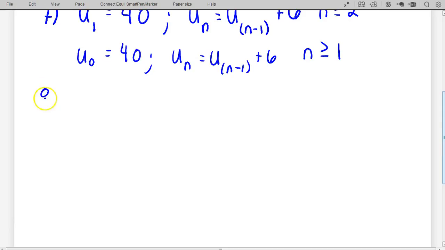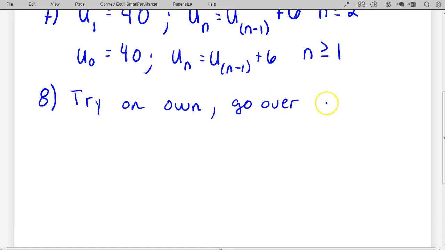For question number 8, I'm going to let you try that on your own. We'll go over it in class, because everybody's question is going to be different. Let's make up your own. I will let you know on the test, you don't make up your own. But I wanted to get you thinking about how it was working. The question on the test is going to be a lot easier than this one.